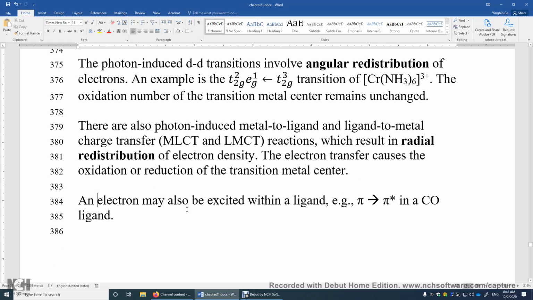Now, if the ligand has low-lying empty orbitals, it's possible to observe the excitation of the electronic state of the ligand. For example, in this carbonyl ligand, it's possible for a pi electron to absorb enough energy to jump to a pi star antibonding orbital. So in this case, there's no change in the oxidation number of the transition metal center. All right, this is just a photoexcitation of the ligand.